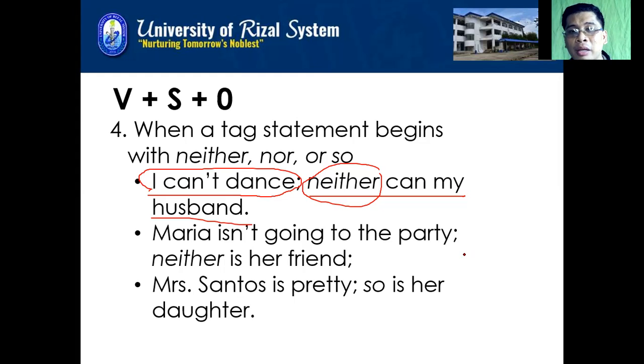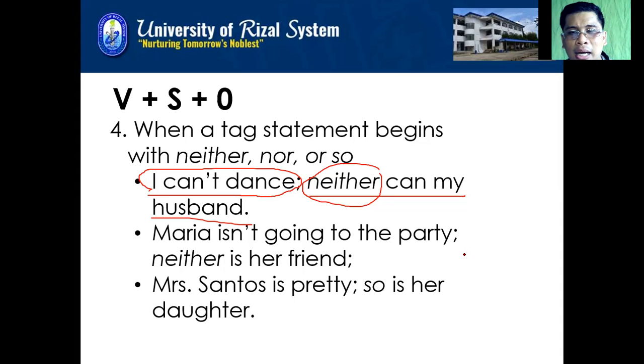I can't dance, so we use two patterns. I can't dance follows the SIV pattern, because I is your subject, and can't dance is your intransitive verb because it does not have a receiver of the action. Neither can my husband.